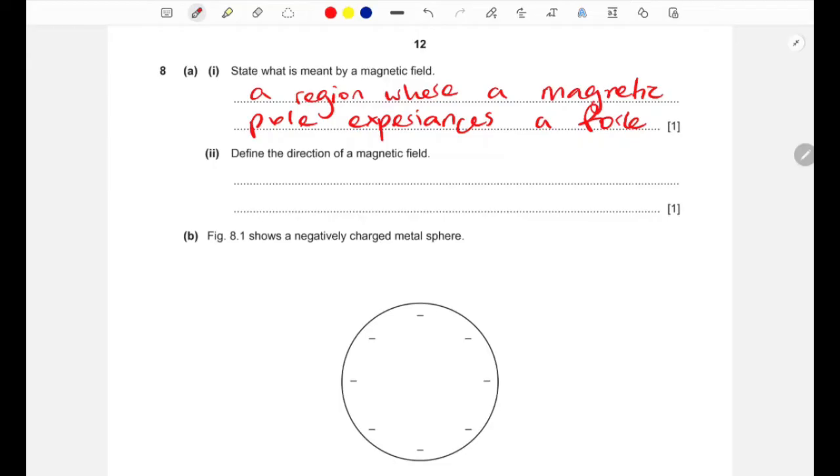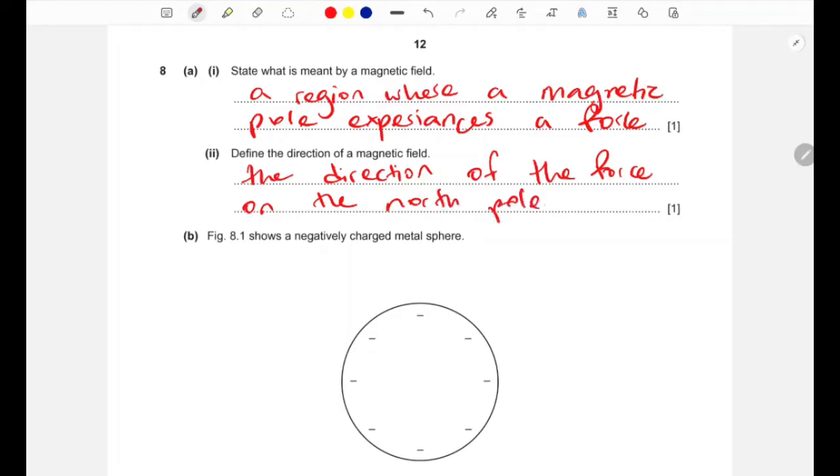Part 2. Define the direction of a magnetic field. So this is the direction of the force on the North Pole. This is because we know that all magnetic fields are from the North Pole to the South Pole.